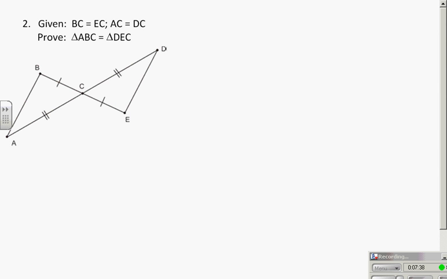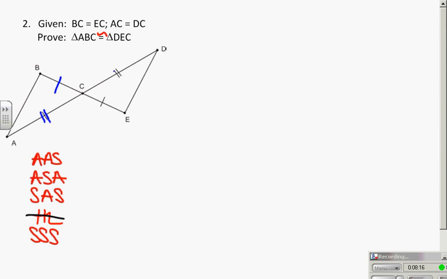Now, given that BC is equal to EC and AC is equal to DC, prove triangle ABC is congruent to triangle DCE. Now, right now in my brain, I need to think about angle, angle, side, angle, side, angle, side, angle, side, HL, and side, side, side. Those are my 5 choices. So I can rule out HL because I don't have a right triangle.